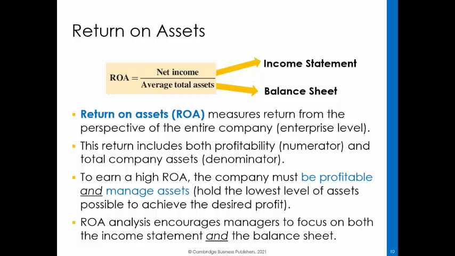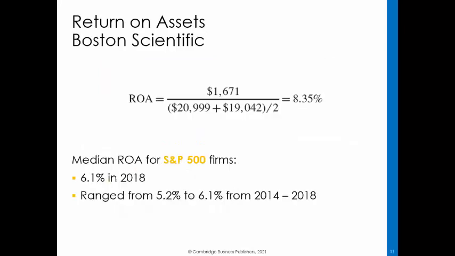Most operating managers understand the income statement and focus on profits. However, many of the same managers fail to manage the balance sheet. ROA analysis encourages managers to focus on the profit achieved from the invested capital in their control. Boston Scientific's return on assets for 2018 was 8.35%.